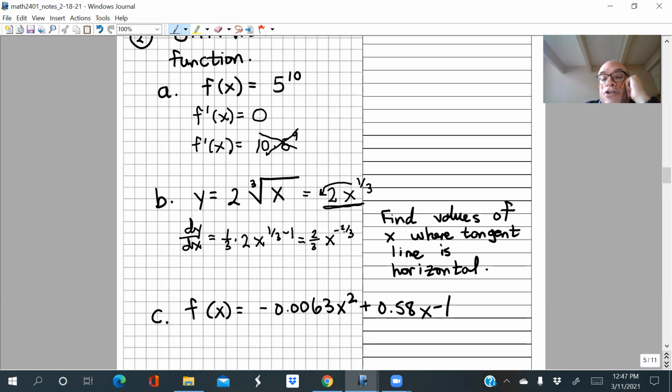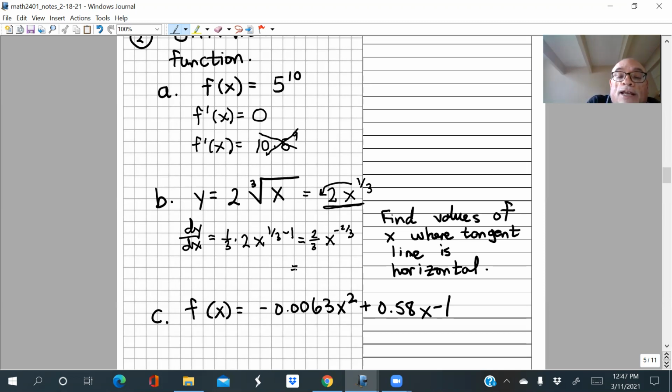Kevin, notice the original function did not have fractional exponents in it. It had a cube root in it. So ideally, I'd like to take that and convert it back to a root instead of writing it as a fractional exponent. But this really is a formula for the derivative. So you could use this formula in your calculator, for instance, if you wanted to evaluate the derivative.